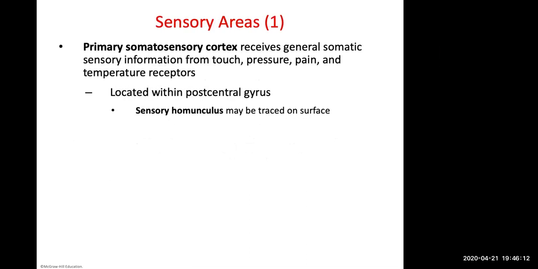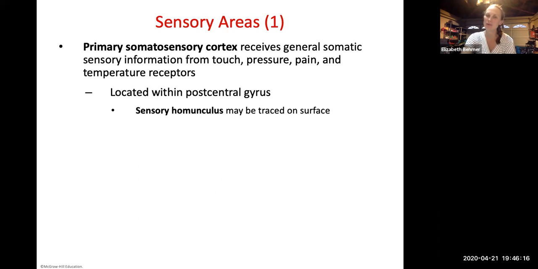Then your primary somatosensory cortex, again, it's in the postcentral gyrus in the parietal lobe. It receives all the general somatic sensory information from touch, pressure, pain, and temperature.